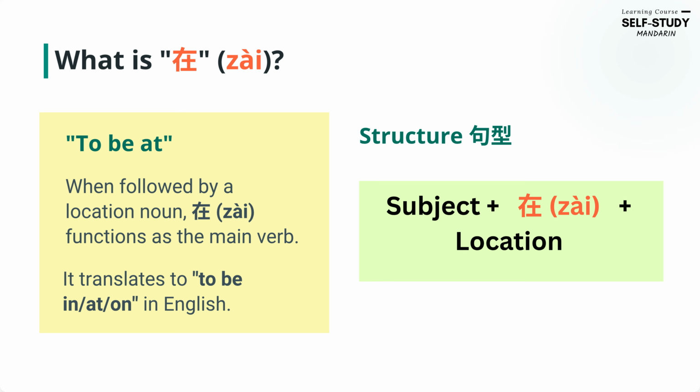So what exactly is 在? At its core, 在 means to be at. When 在 is followed by a location noun, it acts as the main verb in the sentence. It's quite versatile and can translate to be in, to be at, or to be on in English, depending on the context. The basic structure is very straightforward. You'll start with the subject, then add 在, and finally the location. For example, if you want to say I am at home, you'd follow this pattern. We'll see examples of this shortly.